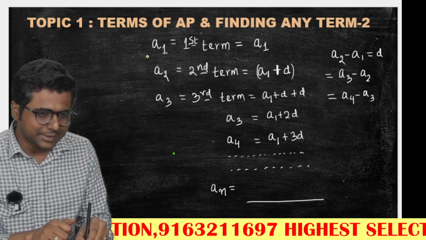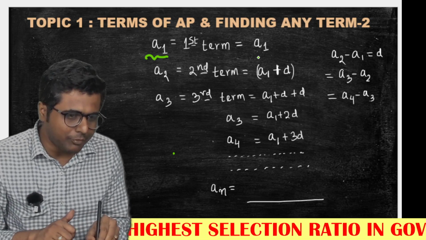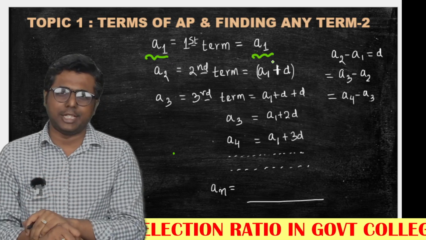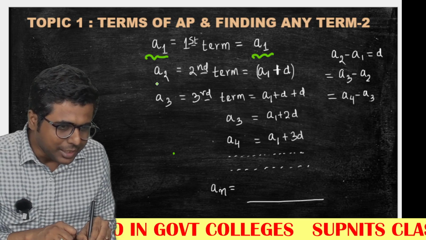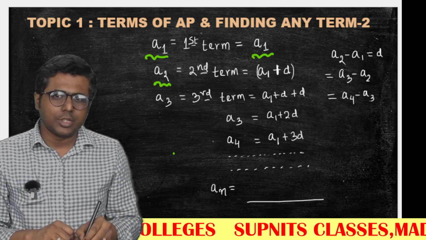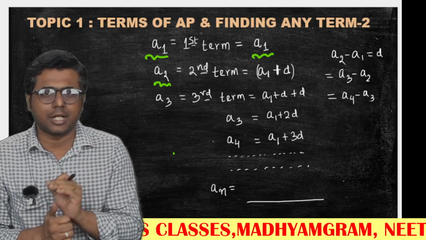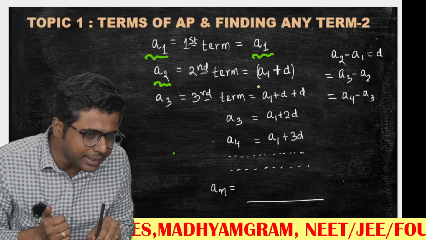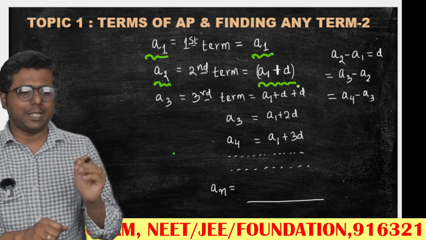As you can see over here, A1 is the first term. The first term A1 I have named as A1 only. Okay, please note down with your pen and copy. And the second term is A2. The first term and the second term has a difference of D, the common difference. Then the second term will be A1 plus D.